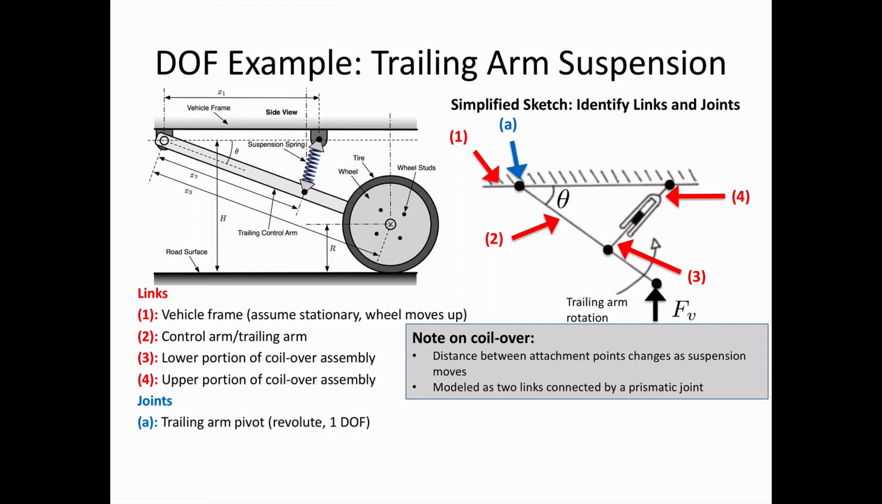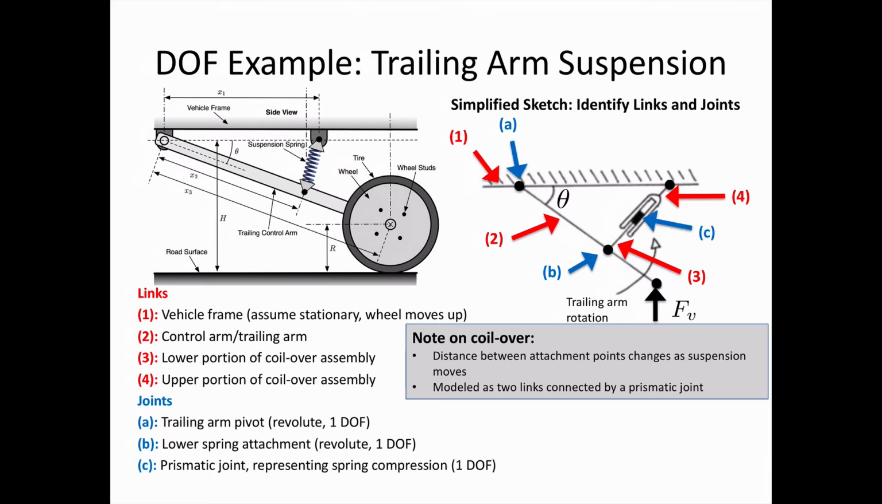Let's have a look at the joints. Joint A, that's the trailing arm pivot. It's a revolute joint. It allows 1 degree of freedom. The lower spring attachment is also a revolute joint. The prismatic joint that represents the compression of the spring and the damper provides 1 degree of freedom. And finally, the revolute joint at the top of the coil over assembly, this upper spring attachment, provides an additional degree of freedom.